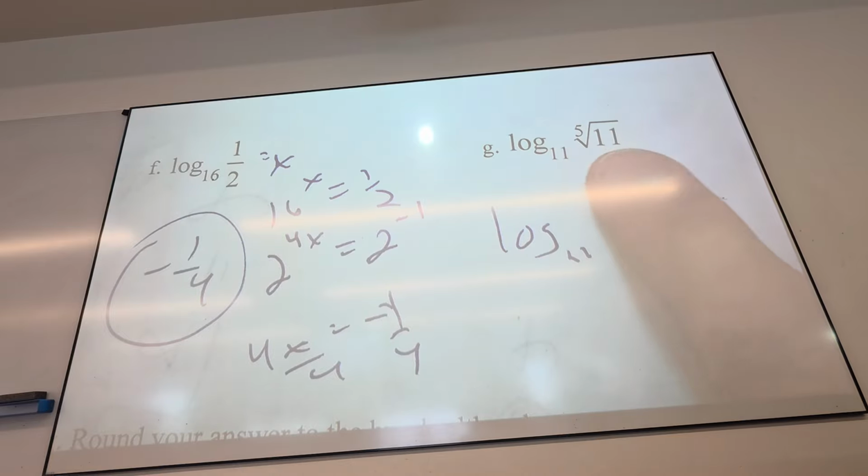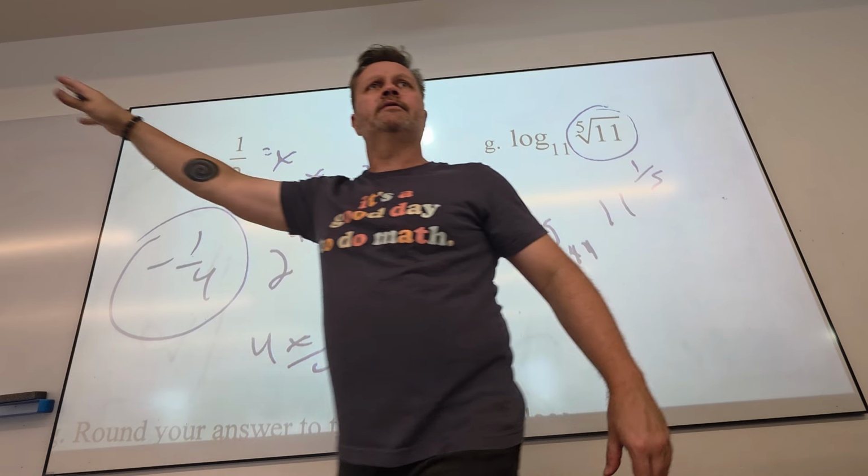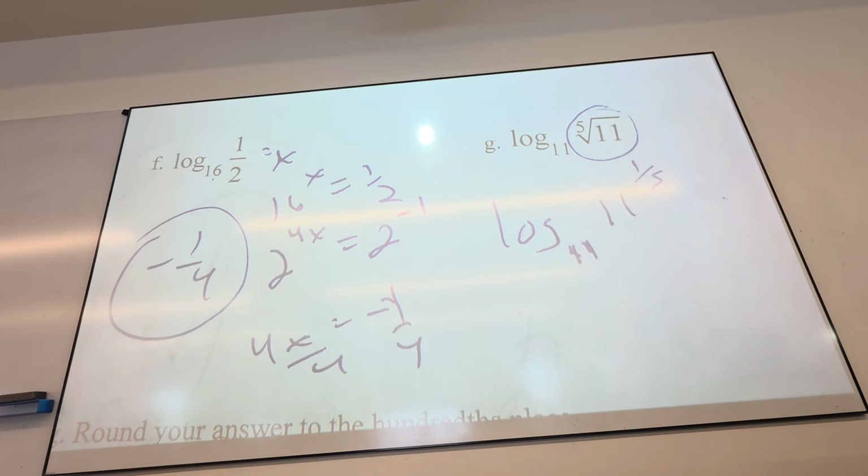How do I rewrite this? That's the question. How do I rewrite this as a power? 11 to the 1/5. Yes, because what's a fifth root doing? Cutting it in 5 parts, yes? Yeah. Multiplicatively. So that's why I put a 1/5 in the power to represent cut it in 1/5 multiplicatively. And now it becomes a stupid problem, right? What power does 11 need to become 11 to the 1/5?